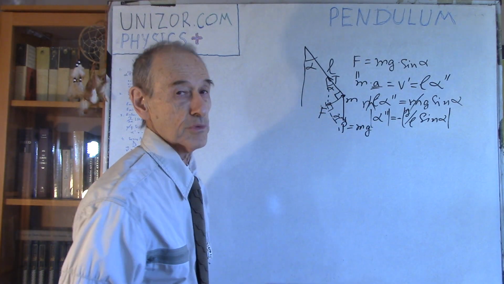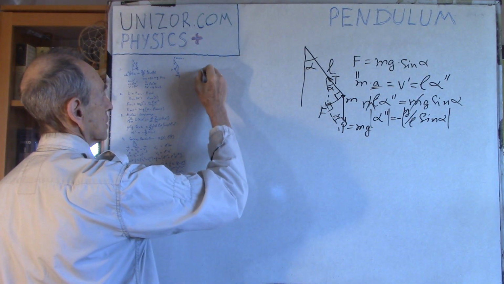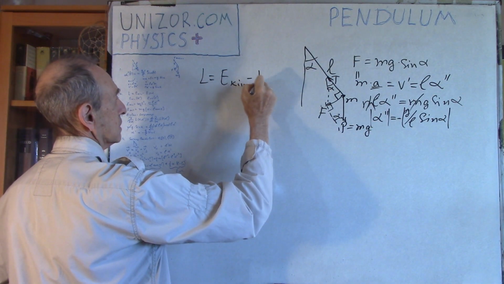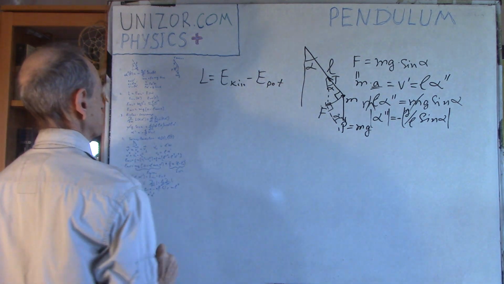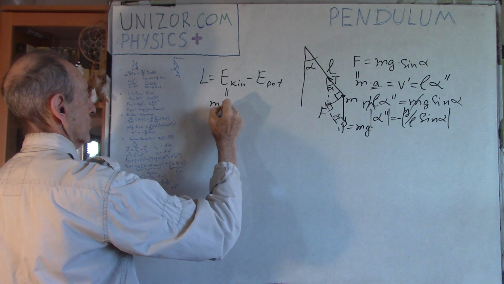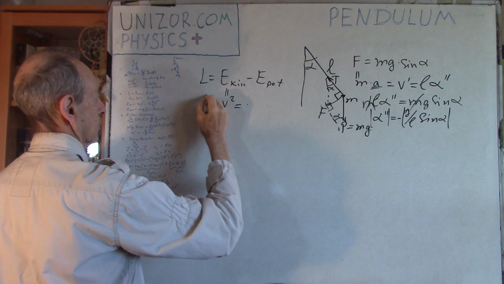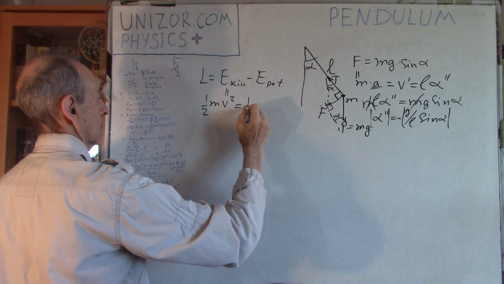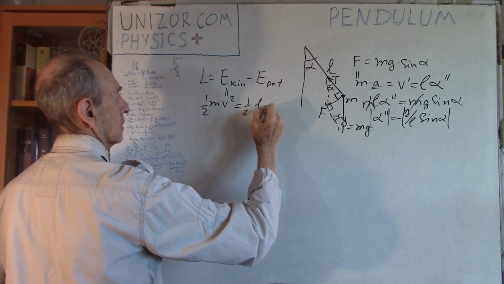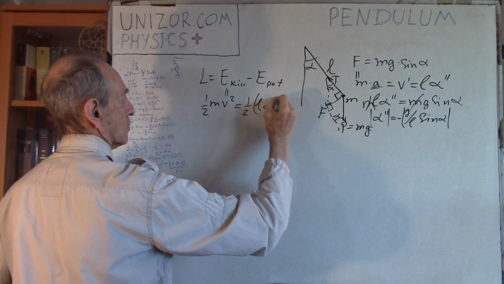Let's approach exactly the same problem using the Lagrangian. First of all, we have to construct the Lagrangian, which is kinetic energy minus potential energy. Now, kinetic energy is one half m v squared, and v squared would be L alpha prime derivative squared.